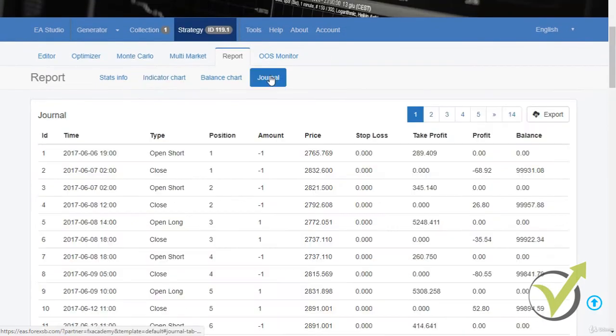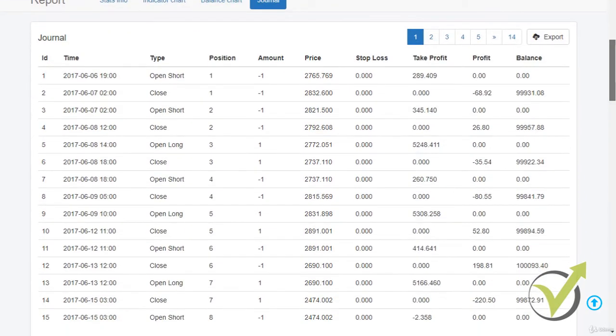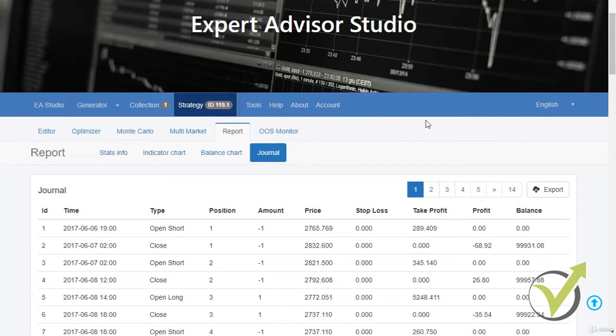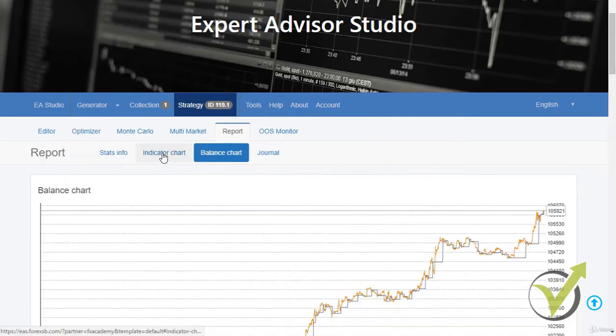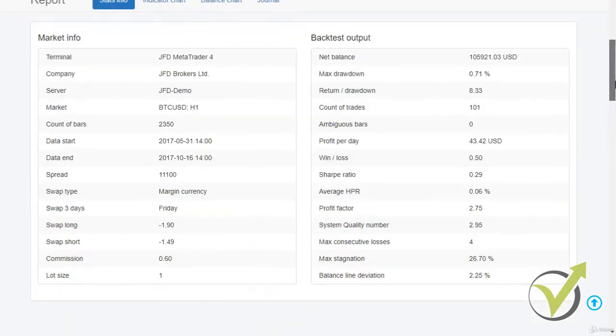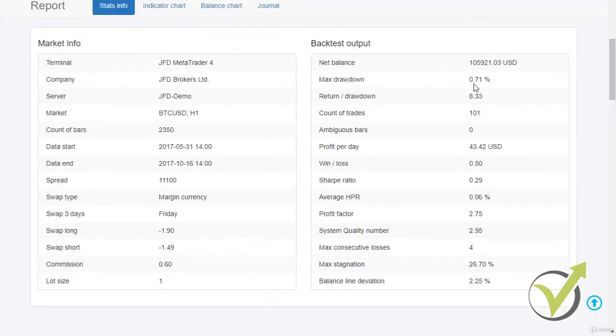Here is the journal, so you can see the trades. If you run a backtester on the MT4, you need to see the same results. And as well, the balance chart, I've showed you the indicator chart. Here is the stats info. So here you can see actually the maximum drawdown of this strategy, profit per day average. But again, I say this is the profit per day when we are using shorts as well. So this is when we are selling as well, and not only when we are buying.